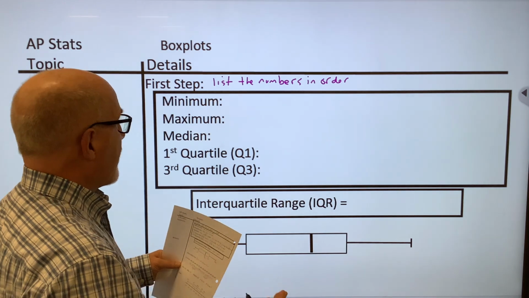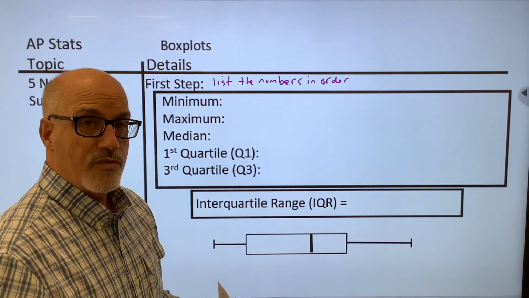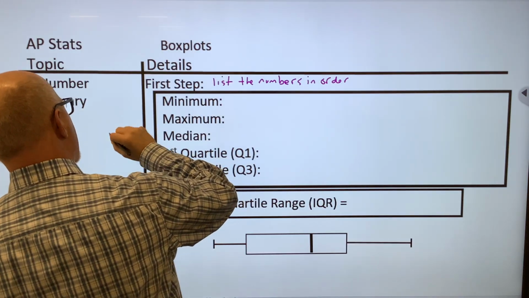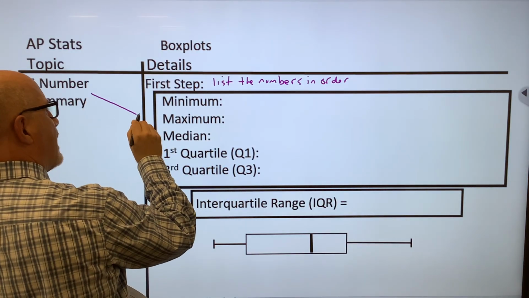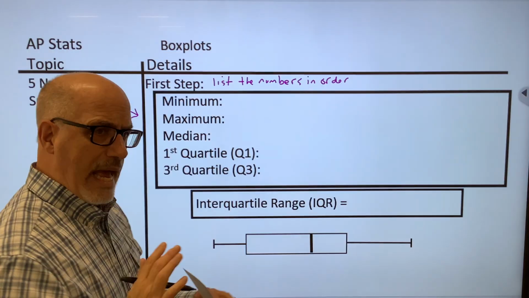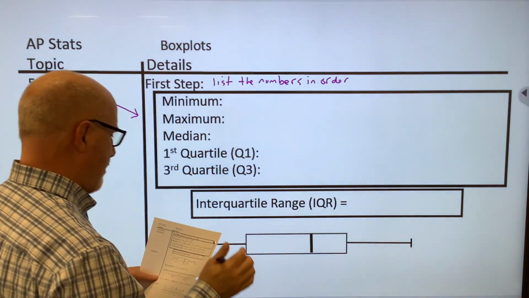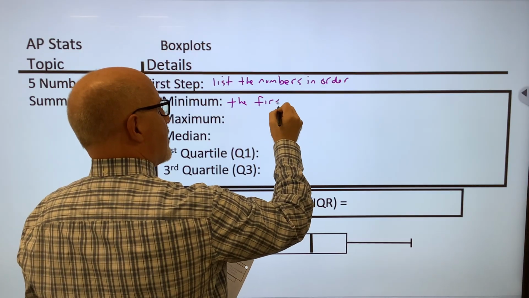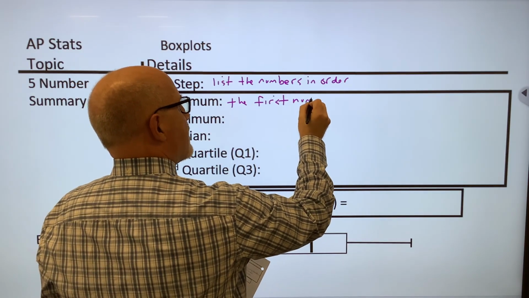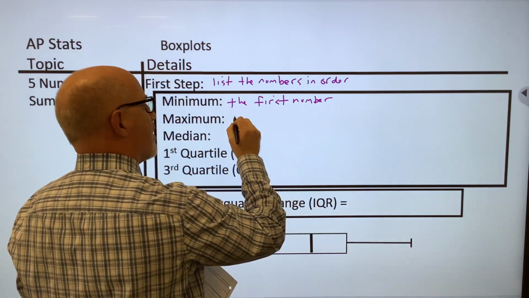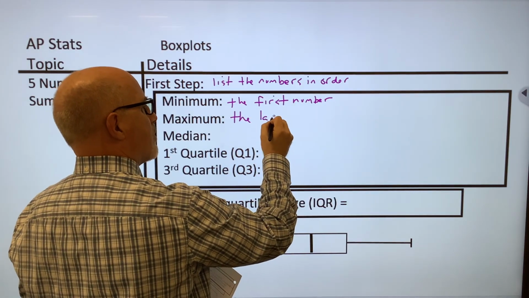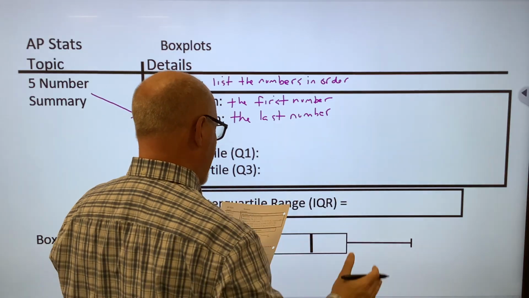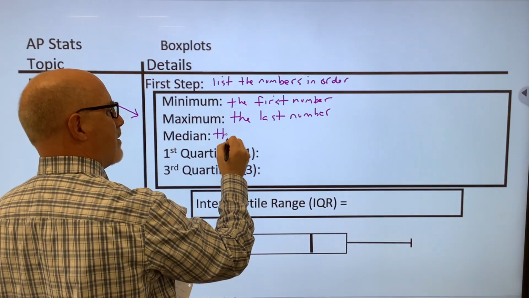So we have a 5-number summary that we do for these box plots. So I'm actually going to put a title over here. This 5-number summary, when we ask for it, we're looking for the minimum number, which is the first number when we list them in order, the maximum number, which is the last number once we list them in order, and then the median, which is the middle number.